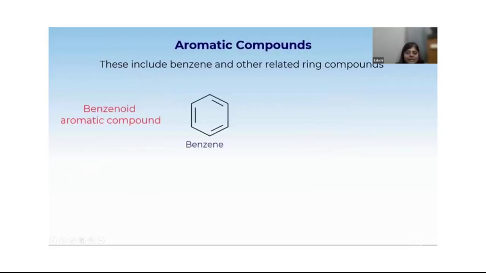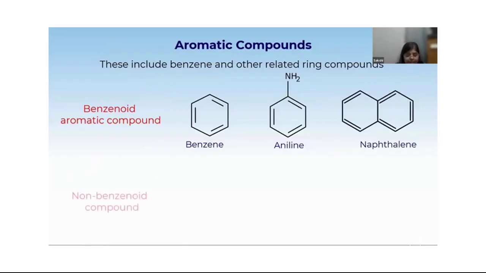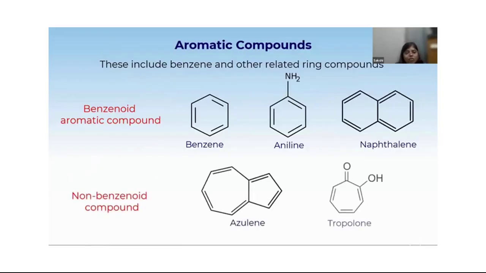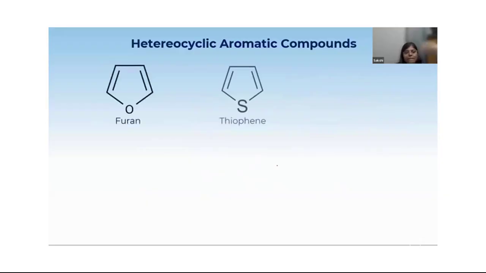Next, now there are benzene and other benzene related compounds. Benzenoid aromatic compounds are those that have benzene in them. Non-benzenoid means they do not have benzene. See, aniline is a benzene derivative. Phthalein is also a benzene derivative. Those that are benzene derivatives, we call benzenoid. Now these compounds are not benzene. See, they're different. So azulene and tropolone are non-benzenoid compounds.